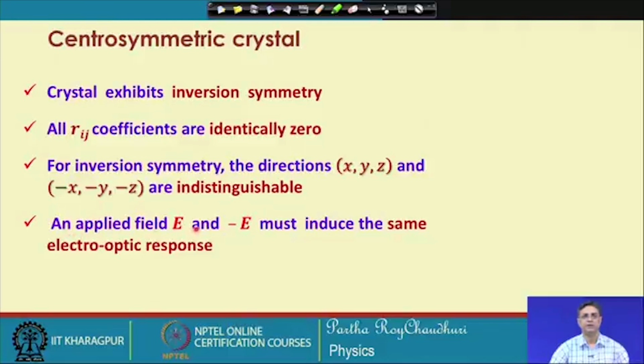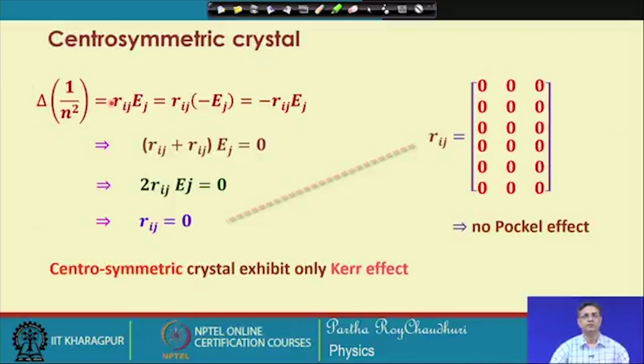So, as a result, an applied field E and minus E must induce the same electro-optic response. To look at this, if I write Rij Ej and then I reverse the field, minus Ej, then I will get minus Rij Ej. Put together, this will be equal to 0. That means Rij is 0. So, for a centrosymmetric crystal, all the coefficients Rij will be equal to 0 and there is no Pockels effect. Sorry, there is an S missing here. So, there is no Pockels effect.